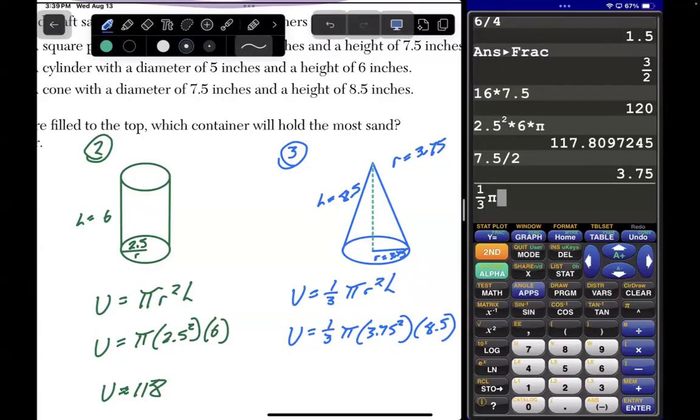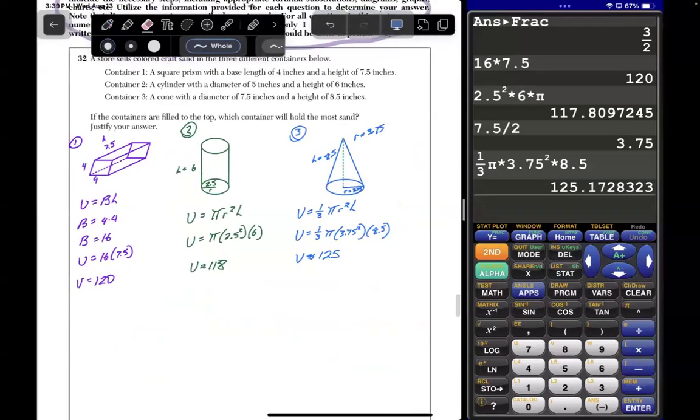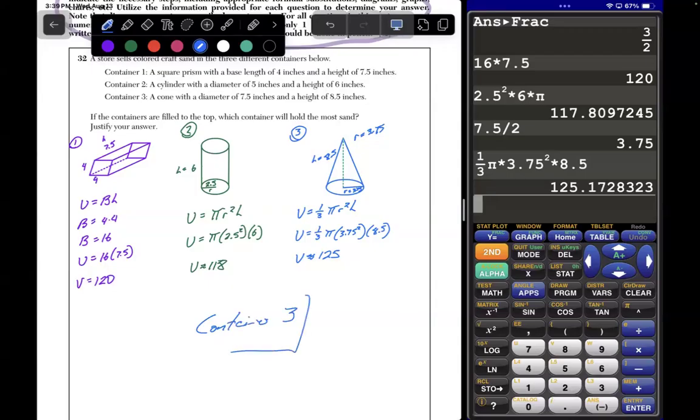Times pi times 3.75 squared times 8.5. So the volume is about 125. If you did all 3 of these things and you didn't say which container, you got 3 out of 4 points. If you then said container 3, you get 4 out of 4.